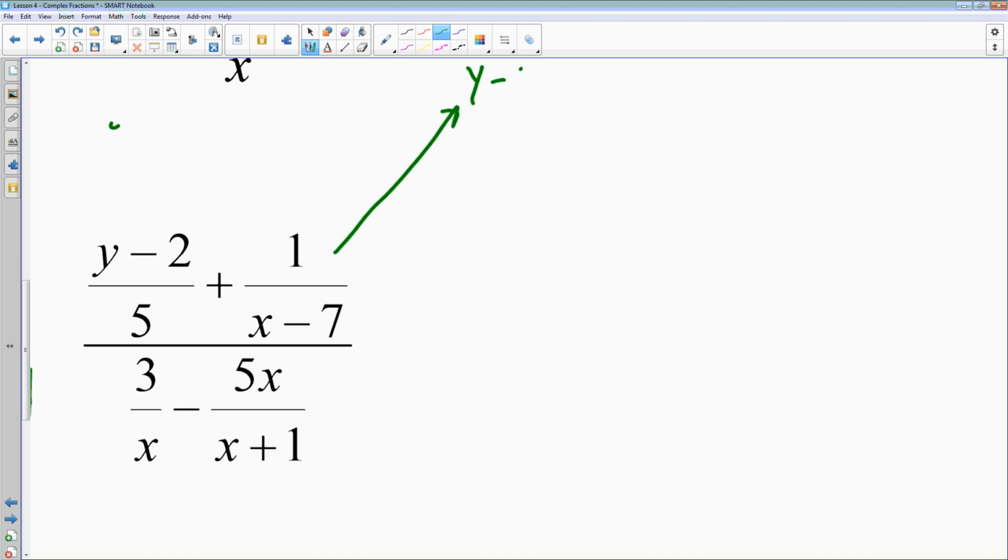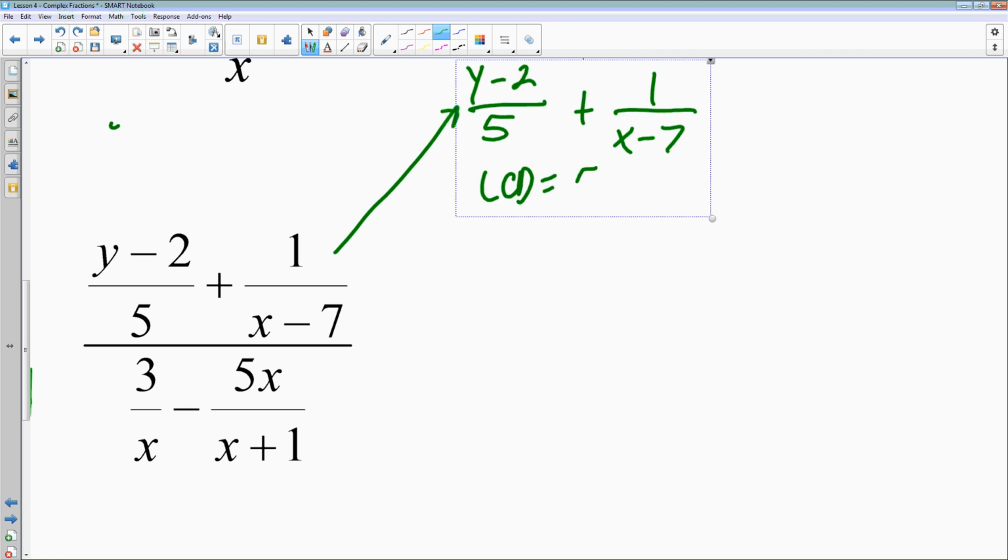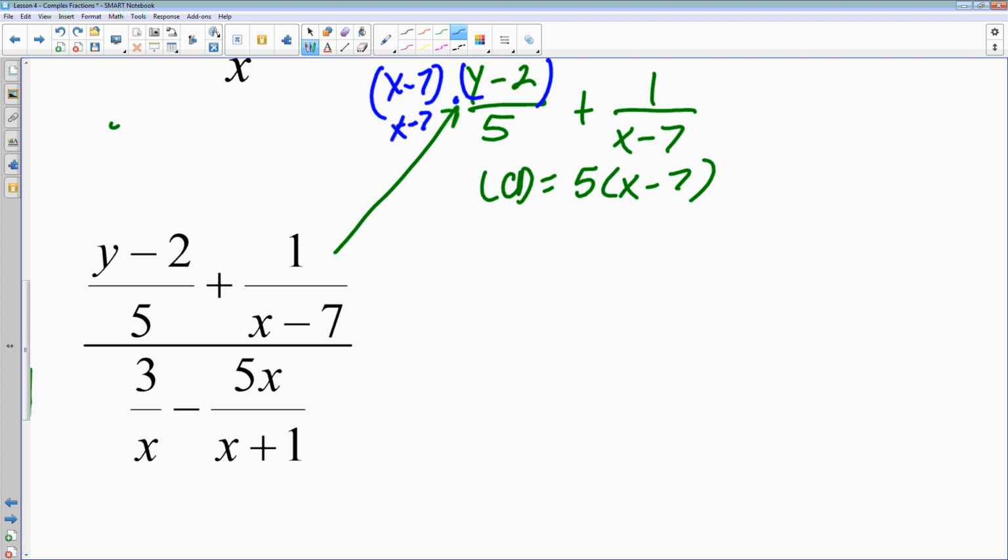So y minus 2 over 5 plus 1 over x minus 7. So my LCD for that is going to be 5 times x minus 7. So my first fraction gets multiplied by x minus 7 over x minus 7. And I actually have to multiply this out. It's a binomial times a binomial.